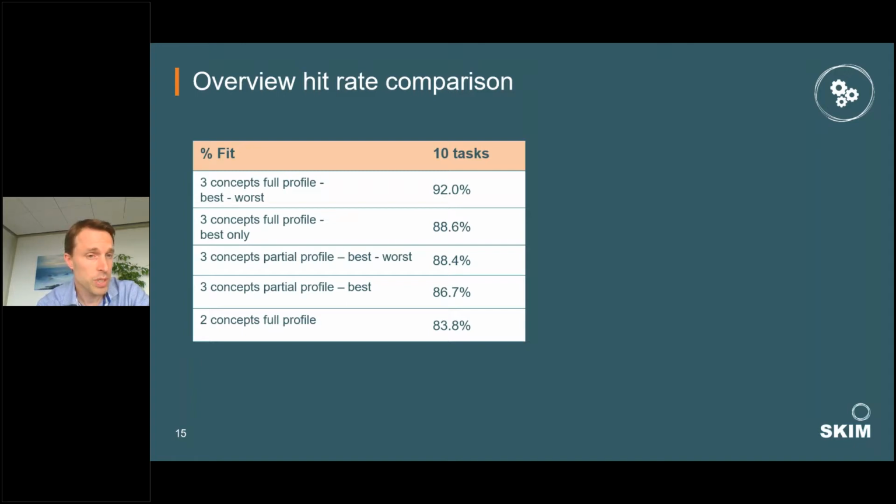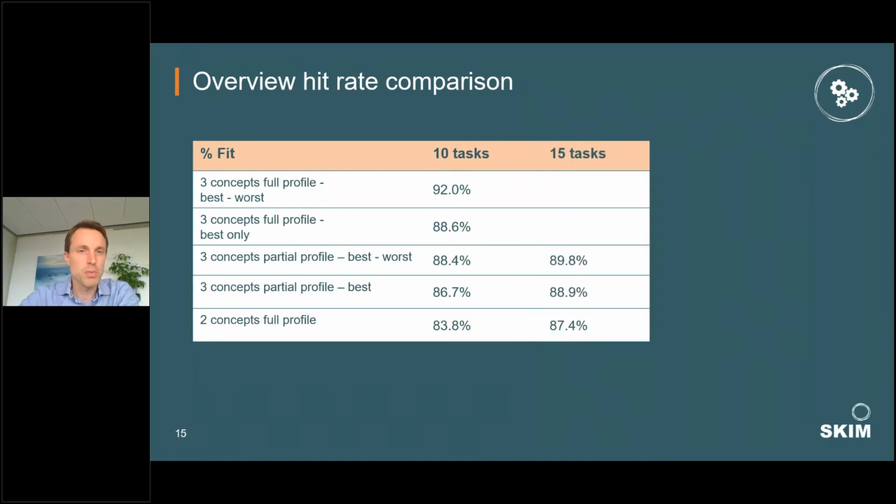And if we only show them partial profile, just 6 out of 11 attributes, and we ask them best worst again, we get 88.4%. With 3 concepts partial profile, we only ask the best option, we get 86.7%. And then the last one we compared is the 2 concepts, so we just ask them for the best, but we show a full profile and we get 83.8%. So that is quite low, and we now try to increase the number of tasks to get more information to get a better hit rate.